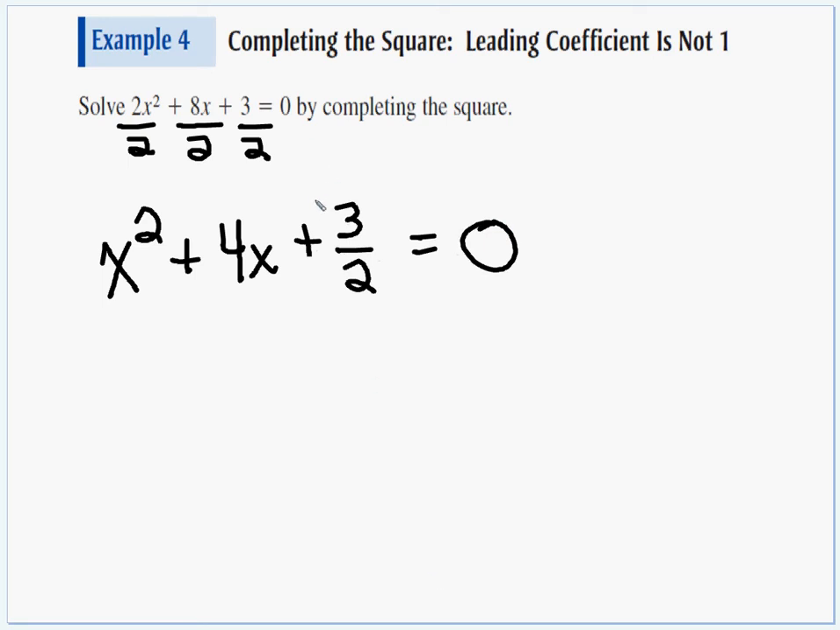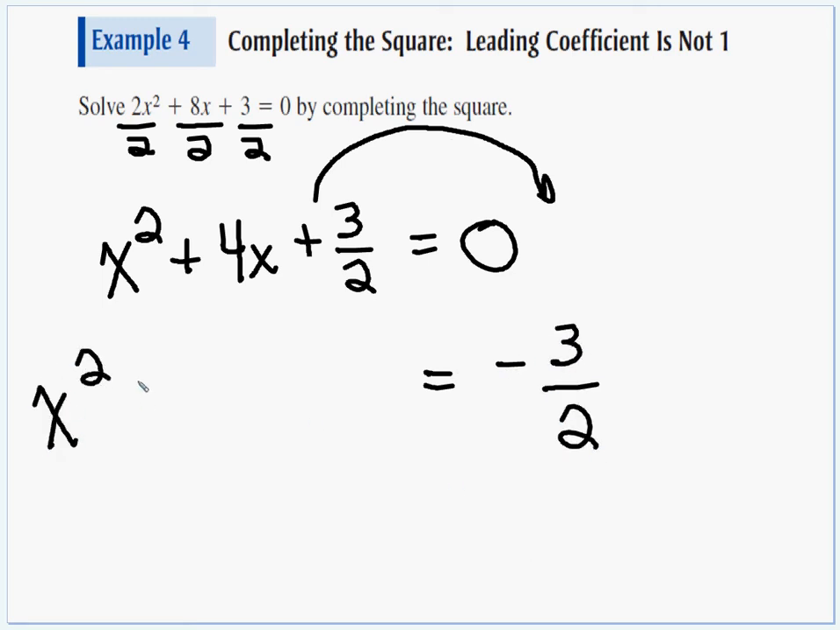Okay, well, let's get that constant out of the way. Let's move it to the other side. When it jumps over, it will change to a negative 3/2. And then we have over here our x squared plus 4x, and I'm going to leave a little gap in there.